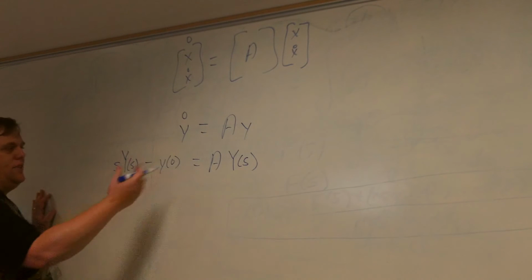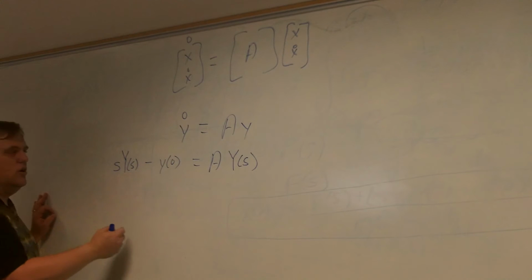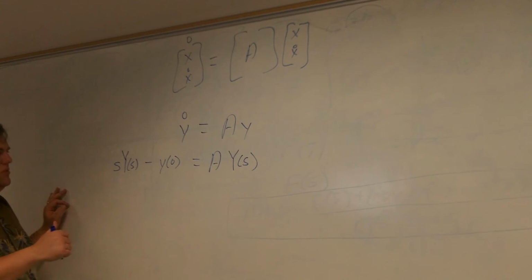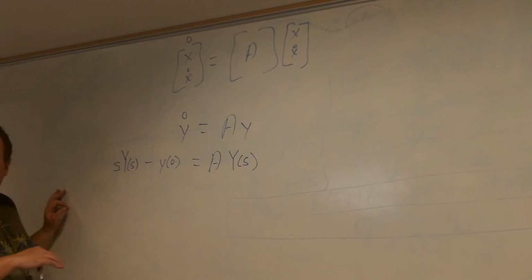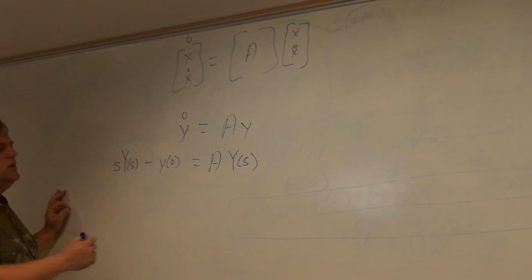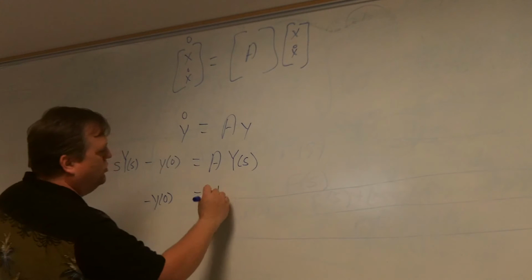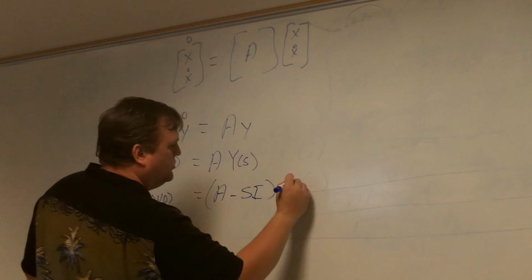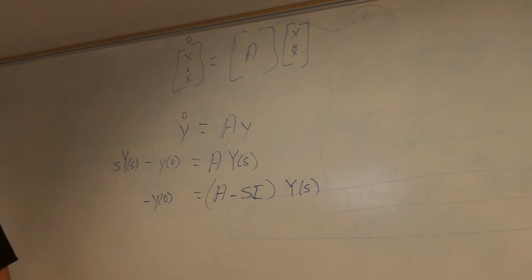So now I have this, and I say, well, look, I just want Y of s all on one side. So what I'm going to do is take this one over to that side. I have my minus y of 0, and that's equal to A minus sI times capital Y. I did the distributive, too.